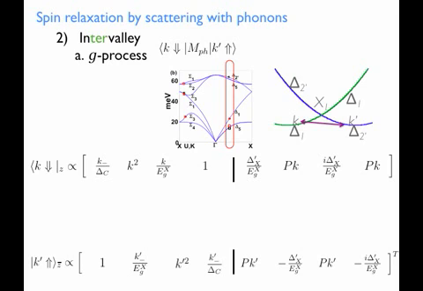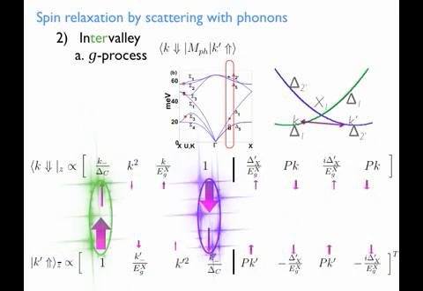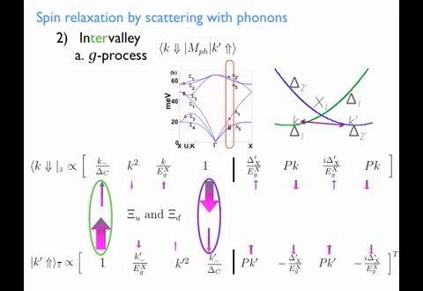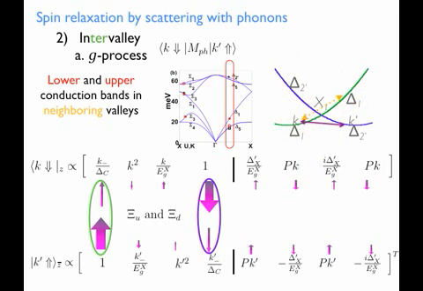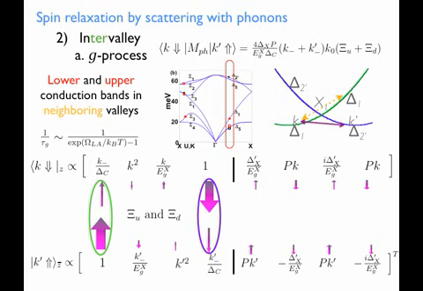So again, we put the arrows representing spin amplitudes. And in this case, the direct coupling by the dilation and shear deformation potential is dominant. So considering the interchange of the bases I mentioned just now, it is actually the coupling from the lower conduction band of one valley to the upper conduction band of the opposite valley. And also here we give the matrix element and also the temperature dependence of the spin relaxation rate.